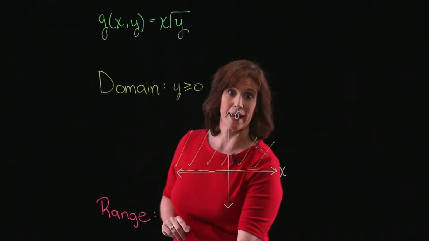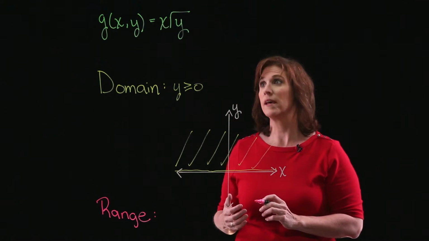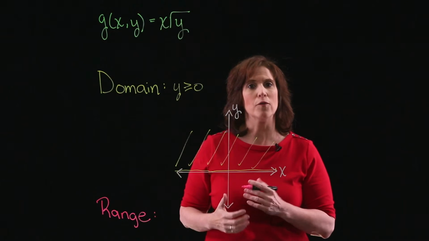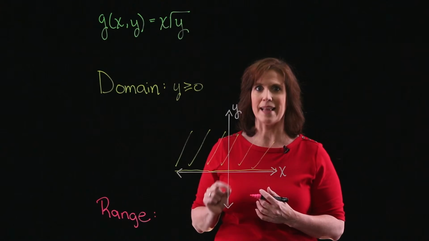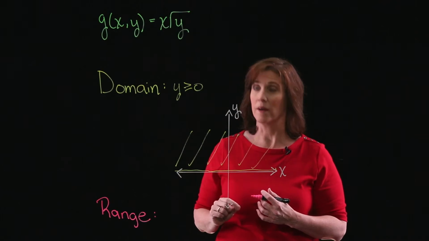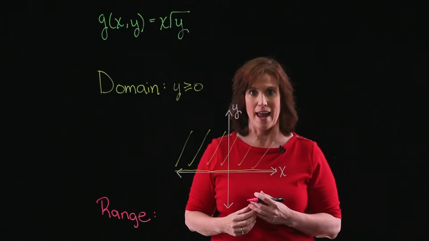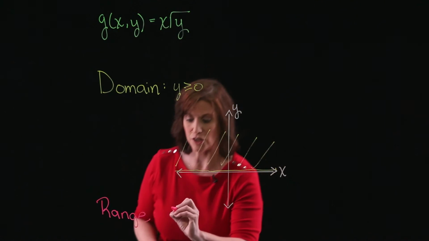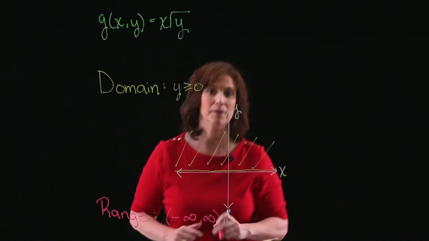Now let's talk about the range. The range is the set of output values. And if you take a look again at our function, we know that the square root of y will always give me a positive answer. I should say positive or 0. But because I'm multiplying by x and there's no restriction on x, that means that the total product can be anything. So the range will be any value from negative infinity to positive infinity.